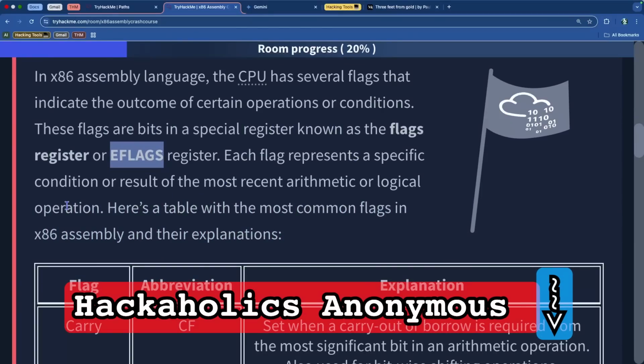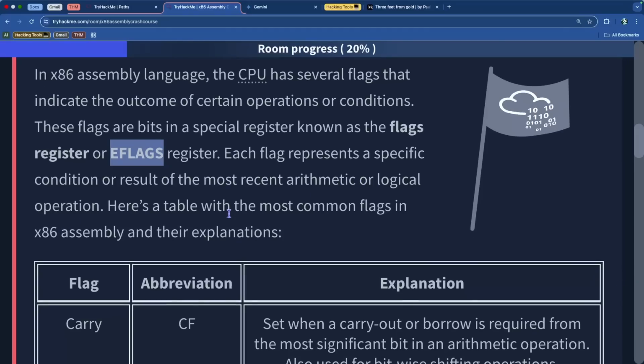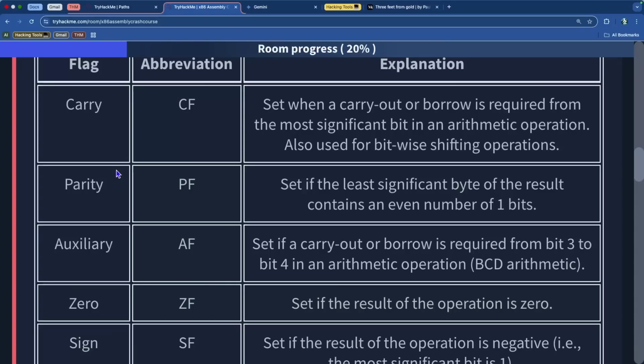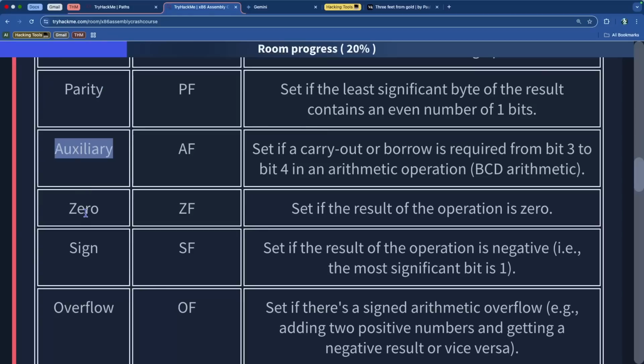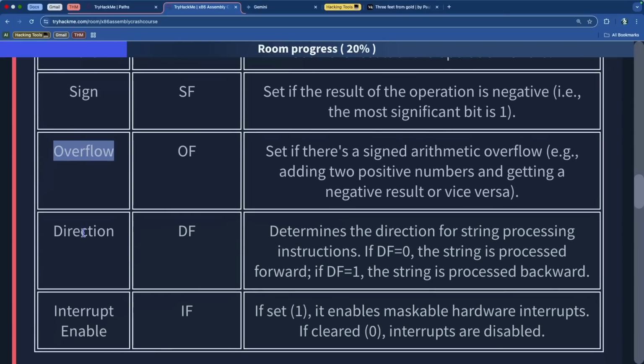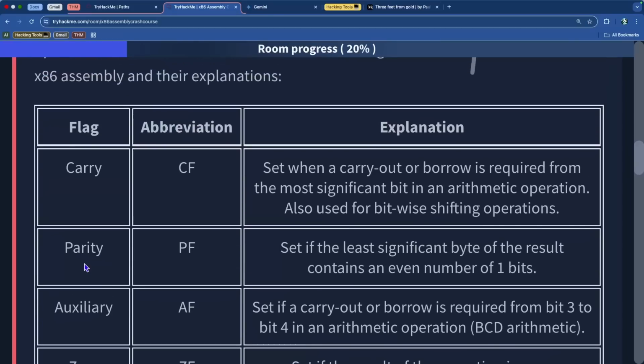Each flag represents a specific condition or result of the most recent arithmetic or logical operation, and this is our table. So we talked about a few of these. We did not talk about parity. I don't remember talking about parity or auxiliary. We did talk about the zero flag, the sign flag, the overflow. I don't remember if we talked about a direction flag, interrupt enable. We talked about a few of them. We haven't talked about all of them.